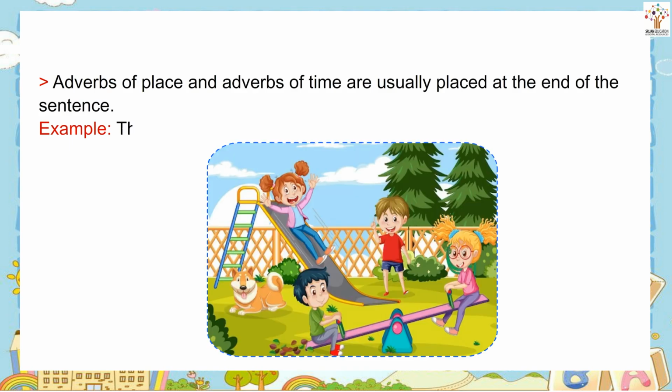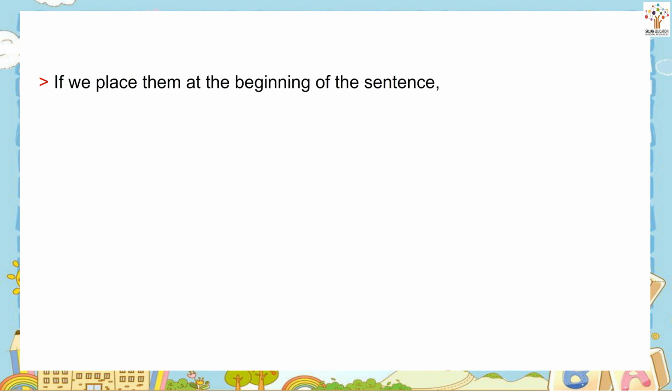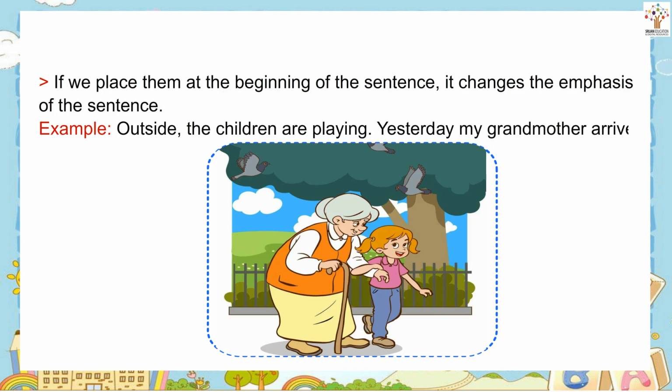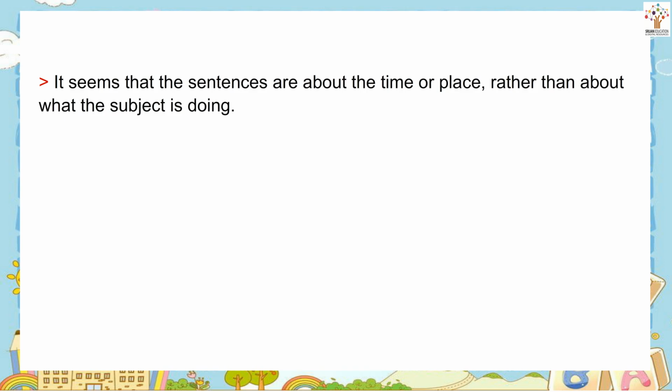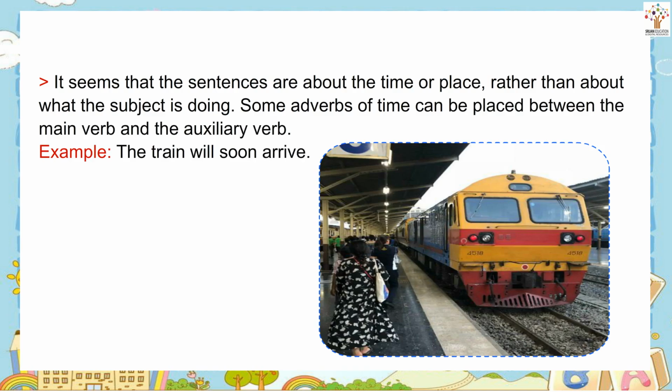Adverbs of place and adverbs of time are usually placed at the end of the sentence. Example: The children are playing outside. My grandmother arrived yesterday. If we place them at the beginning of the sentence, it changes the emphasis of the sentence. Example: Outside, the children are playing. Yesterday, my grandmother arrived. It seems that the sentences are about the time or place, rather than about what the subject is doing. Some adverbs of time can be placed between the main verb and the auxiliary verb. Example: The train will soon arrive.